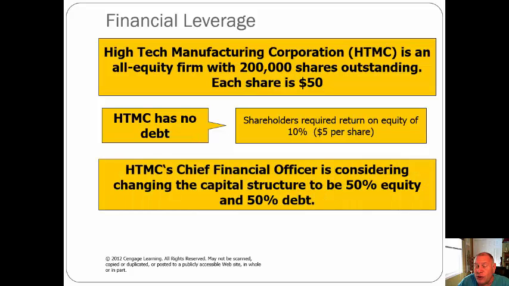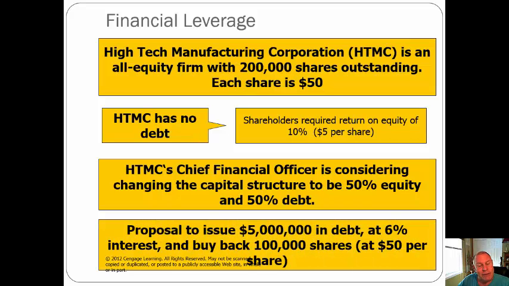The chief financial officer, who is a graduate of SUNY Geneseo and took this course, says, "Boss, I think we can do better." So he goes in and says, "I want to change the capital structure to be 50% equity and 50% debt." So he wants to leverage the assets. He proposes issuing $5 million in debt at a cost of 6% and buying back 100,000 shares at $50 a share. Notice the difference between this and Geneseo Coffee Company, where I paid a dividend. Here I'm buying stock back, which will reduce my number of shares outstanding.